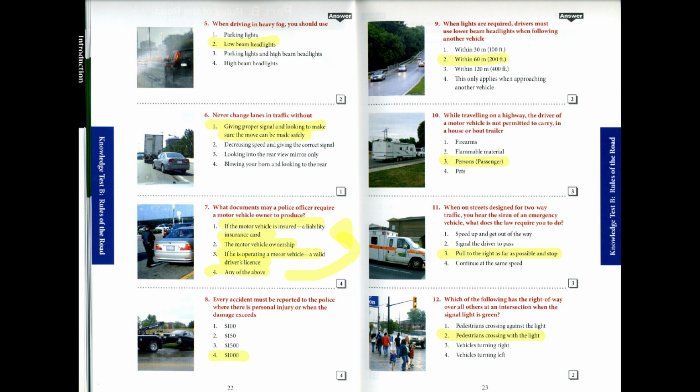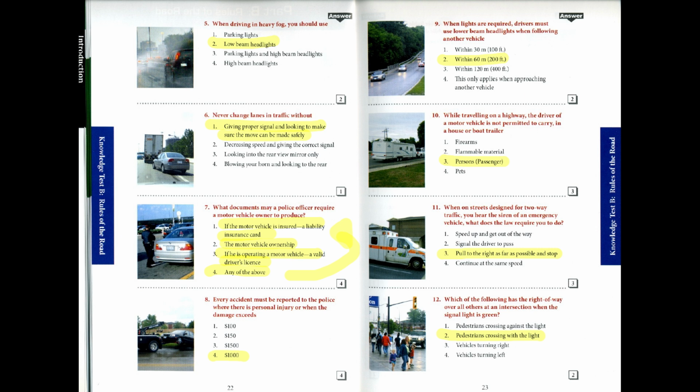Number 7. What documents may a police officer require a motor vehicle to produce? If the motor vehicle is insured, show a liability insurance card. Show the motor vehicle ownership. And if he is operating a motor vehicle, show a valid driver's license. Number 8. Every accident must be reported to the police where there is personal injury or when the damage exceeds $1,000. Number 9. When lights are required, drivers must use lower beam headlights when following another vehicle within 60 meters, or 200 feet.